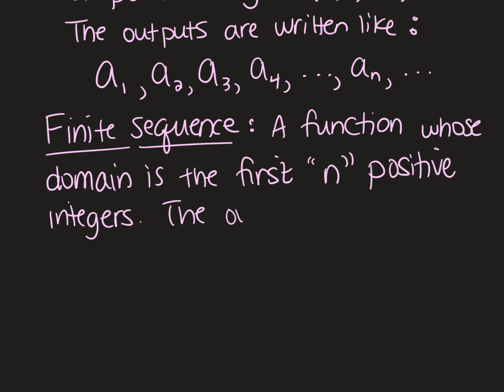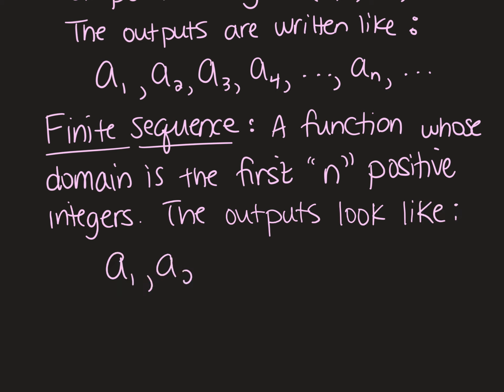The outputs look like, so this time I'll go a sub 1, a sub 2, a sub 3, a sub 4, ... a sub n. And it stops at a sub n. So it doesn't keep going like it does for an infinite sequence. With the infinite, we can see we have that ... after the nth term. Finite, the nth term is the last term. So we don't go any further than that term. So nothing too crazy there as far as the difference between the two.